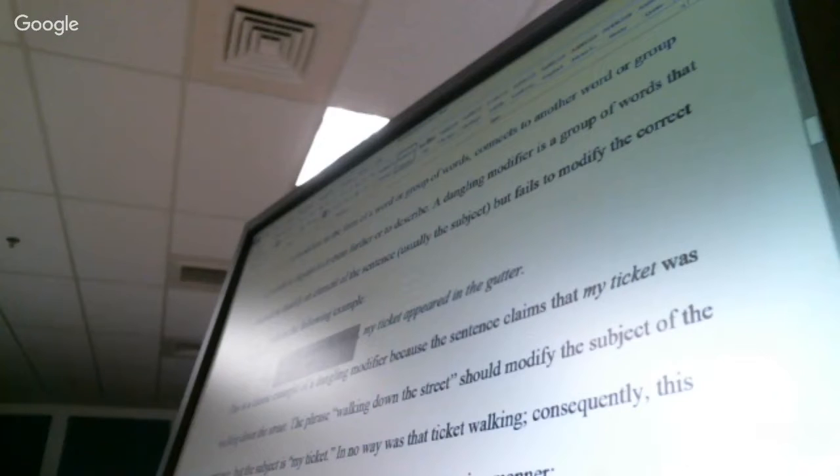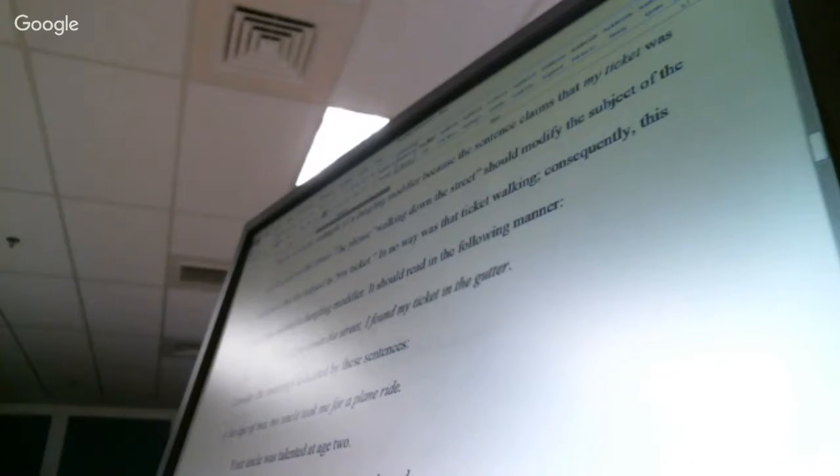And here's the reason why. This group of words, walking down the street, is supposed to describe the subject of the sentence. The subject of the sentence is my ticket. So you can't tell me that your ticket was walking down the street. That's what the sentence does, right? So this modifier right here is not appropriately describing the subject of the sentence. Therefore, we call this a dangling modifier, because it tells me that it's describing something and then it doesn't do its job.